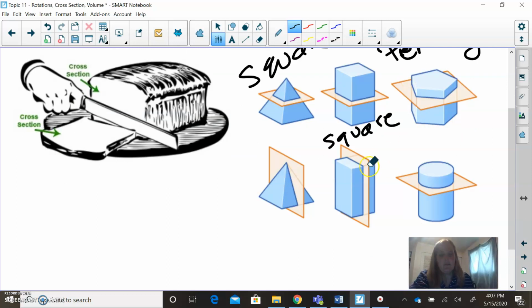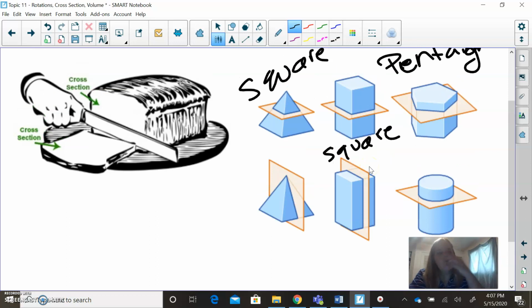What really sucks about this, right, is I had this really cool activity that I wanted to do if we were going to be in school, and I was taking Play-Doh and making different shapes in Play-Doh and then having you guys actually cut it with like a plastic knife. But we can't do that, so this is going to have to suffice, okay?